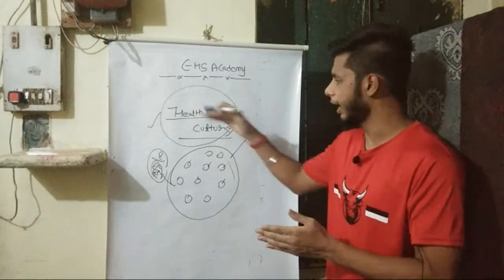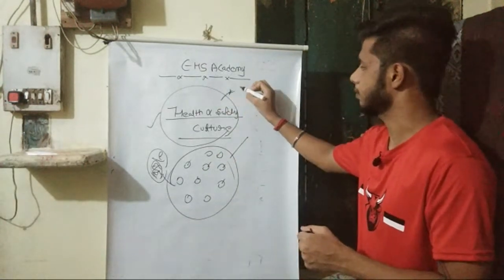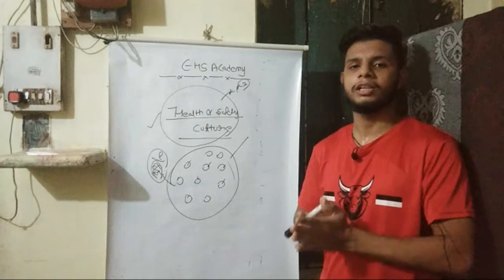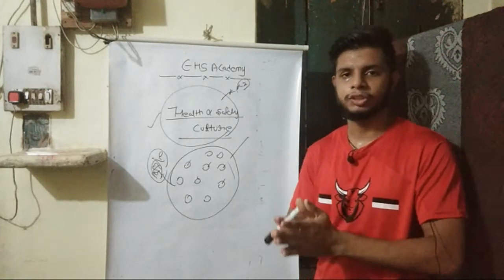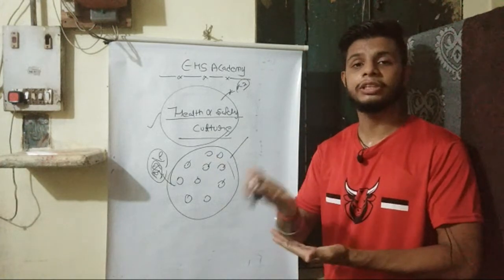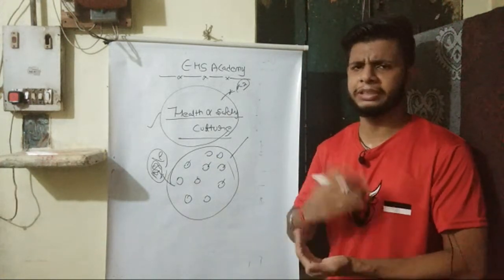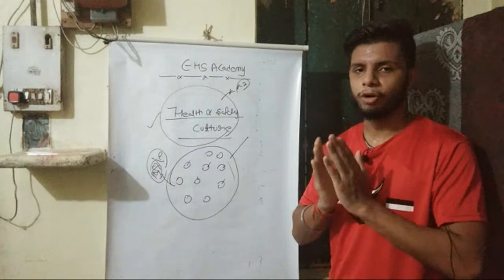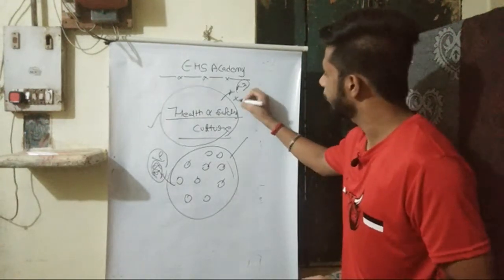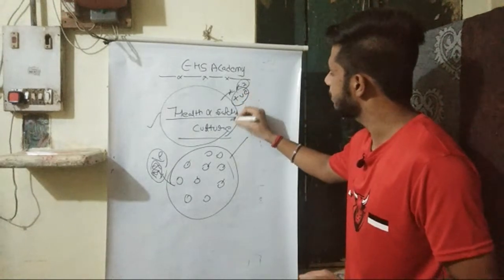If you see the types of health and safety culture, there are 2 types. First is positive health and safety culture, second is negative health and safety culture. Positive safety culture means a culture in which the majority of the people will think that safety is good. They will follow safety, they will teach safety, they will have a positive attitude towards safety. That will be called positive health and safety culture.